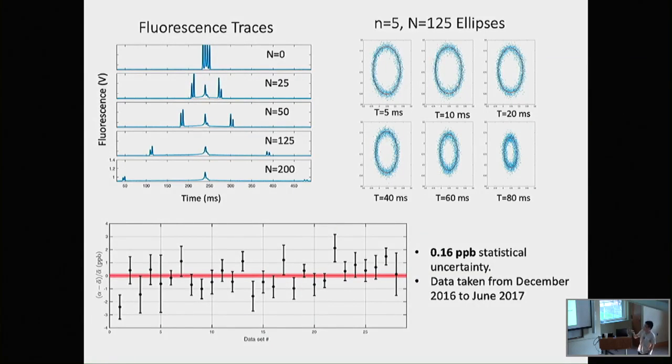Here I'm showing some data we used to calculate alpha. Our statistical sensitivity is about 0.24 parts per billion in 24 hours. Actually, we can get this number in less than 2 days, but we took a lot of redundant data to make sure there are no unknown systematic effects. For example, we vary the Bragg oscillation order, we vary the pulse separation time T, and in the end, we have a 0.16 parts per billion statistical uncertainty. The data taking campaign took about 7 months.